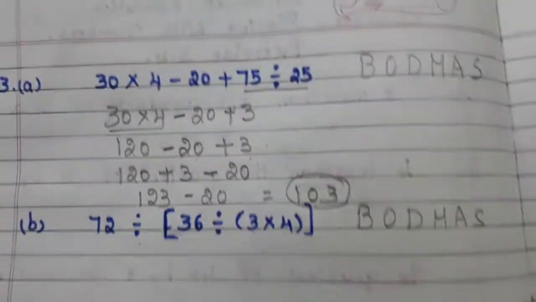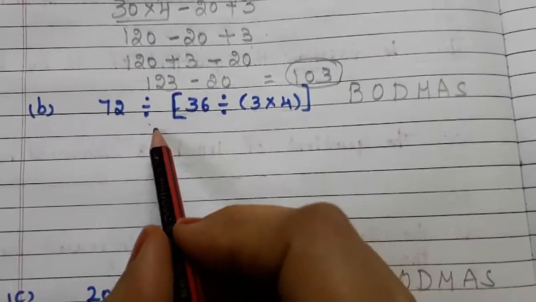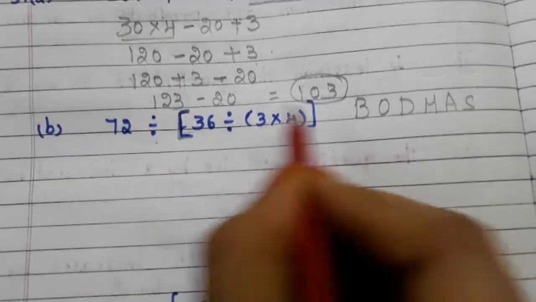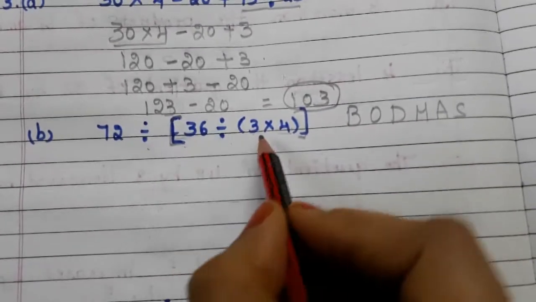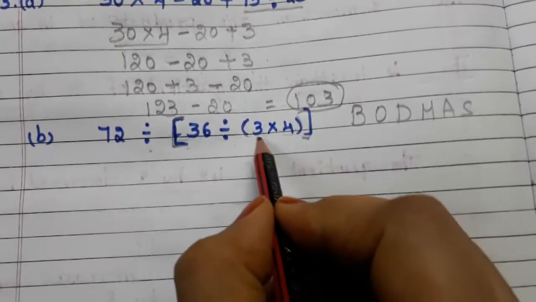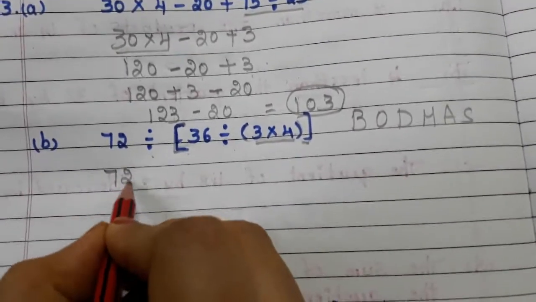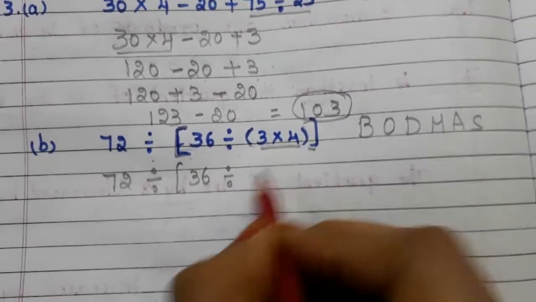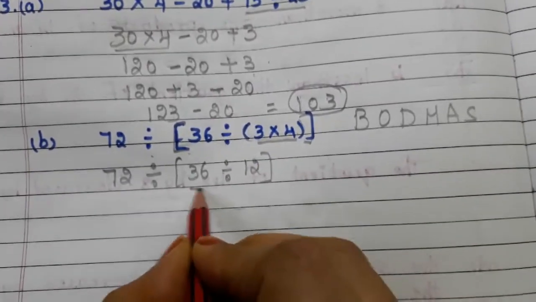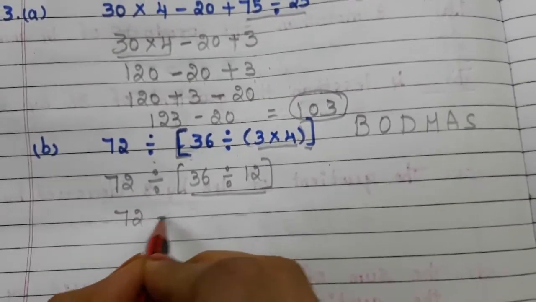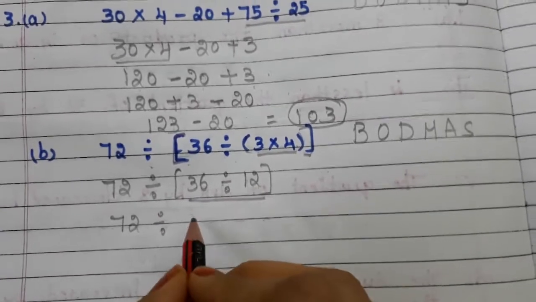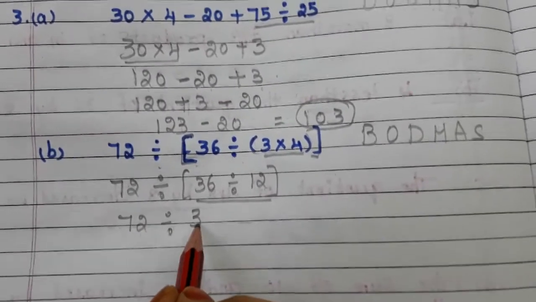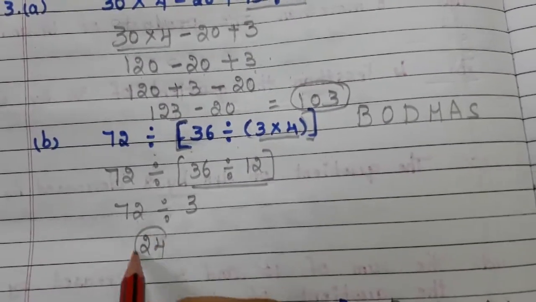Okay, let us go to bit number 3. Here also we have an expression. In BODMAS what comes first? Brackets come first, right? So we have to solve this. In this again we have parenthesis. So first we have to solve this. Let us solve. 36 divided by 3 fours are how much? 12. Okay, now we have to solve this. 72 divided by 12 is 6. Okay, now we have 72 divided by 3. So the answer is 24.